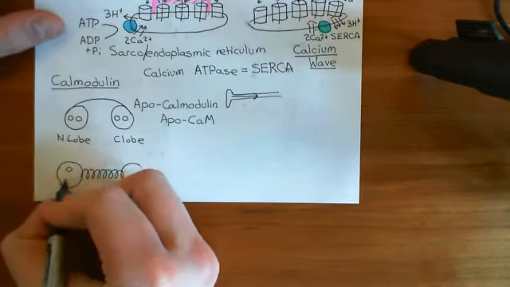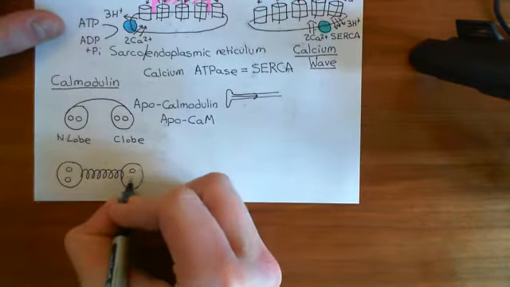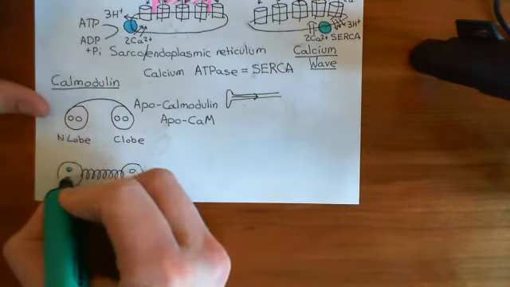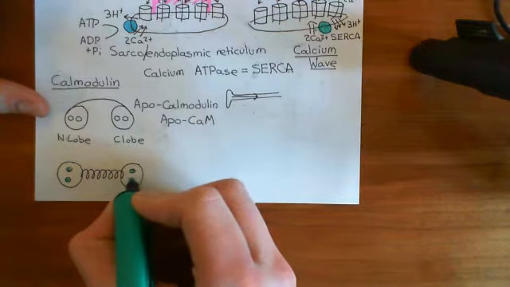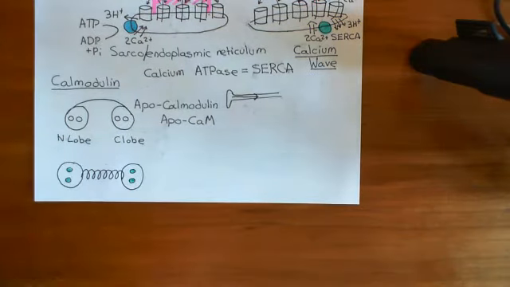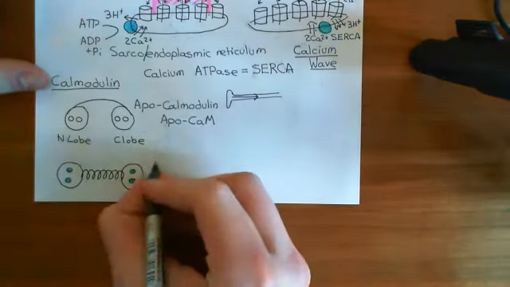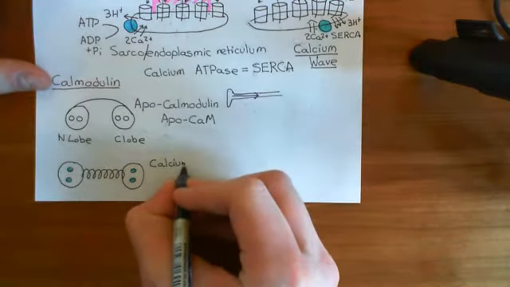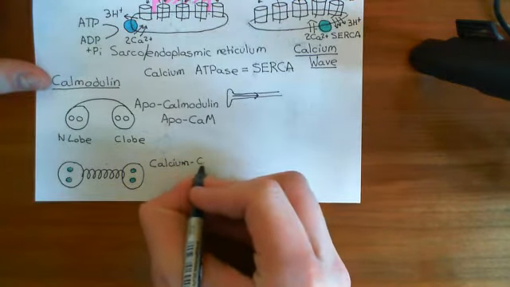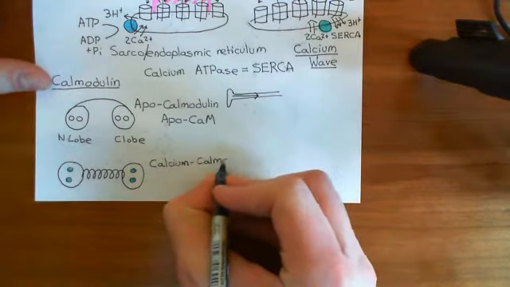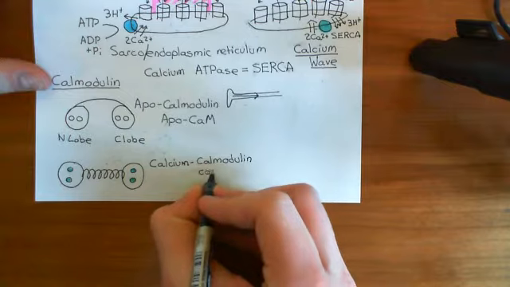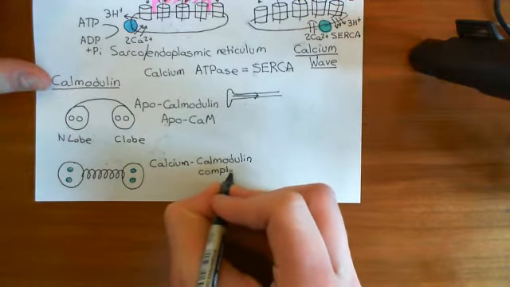And this is the structure when you have these 2 calcium ions bound in those 2 calcium binding sites on each of the lobes, so overall 4 calcium ions. Okay, and this is what's known as a calcium calmodulin complex. Calcium calmodulin complex. And basically, smooth muscle cells are absolutely stuffed full of calmodulin.